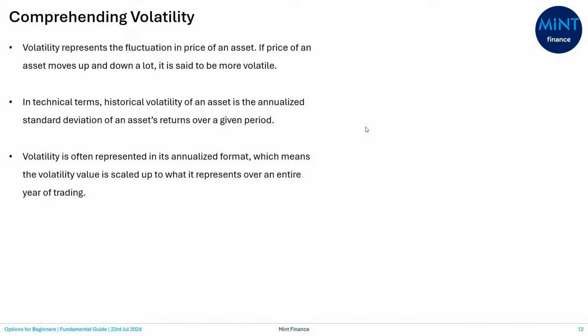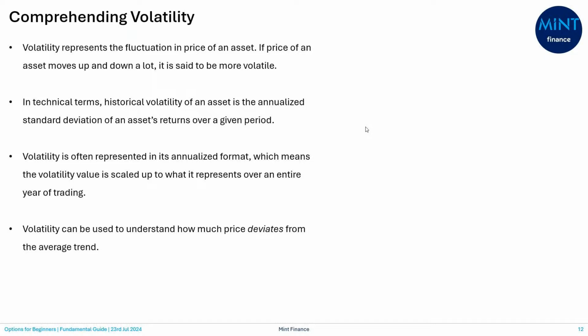Another small technicality here: when we generally talk about volatility, especially historical volatility, we generally represent it in an annualized format. That means the volatility value is scaled up to what it represents over an entire year of trading. So we take the standard deviation of the asset's return over the past 10 days, and then we take whatever that calculation comes up to, and we multiply it by how many days we would be trading this option for in a year.